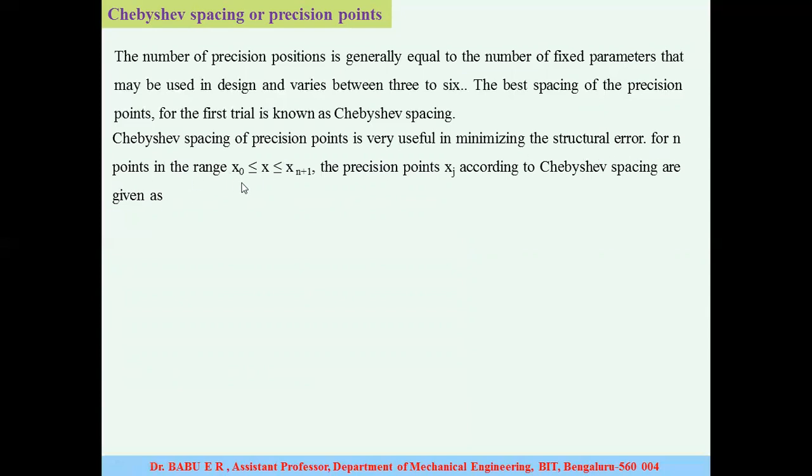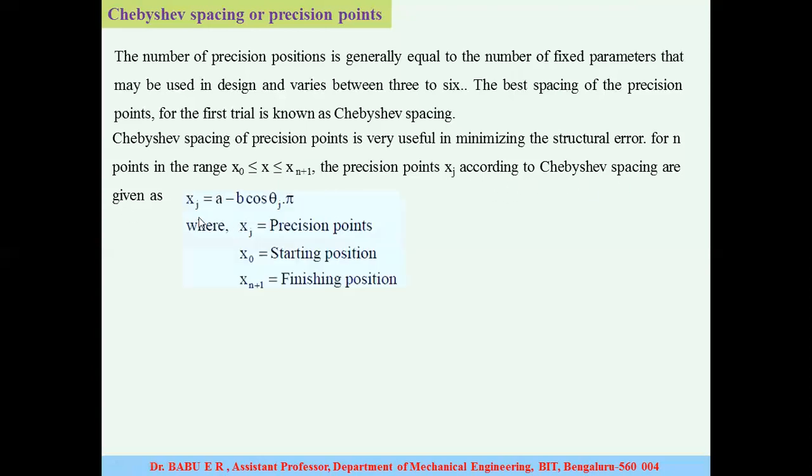For n points in the range x0 ≤ x ≤ x(n+1), the precision points xj according to the Chebyshev spacing are given as xj = a − b cos(θj), where xj is the precision point, x0 is the starting position, and x(n+1) is the finishing position, that is, the final position. The value of a is given as half times (x0 + x(n+1)), and θj is given as (2j − 1)π/(2n), and the value of b is given as half times (x(n+1) − x0). The index j denotes the precision points, so it varies from 1 to n.